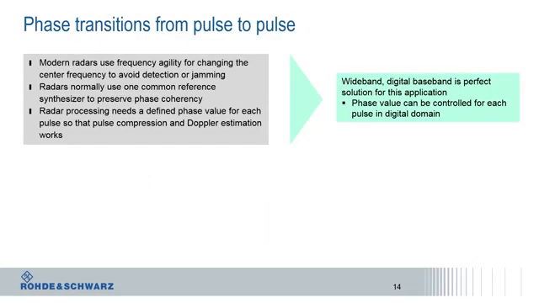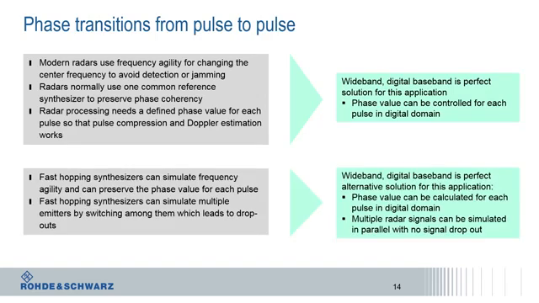Why is this needed? First of all, modern radars use frequency agility for changing the center frequency in order to avoid detection or jamming. Radars normally use one common reference synthesizer in order to preserve the phase. And also for radar processing, it is necessary to have a defined phase for each pulse. So therefore, in order to achieve this, the wideband baseband is perfect because you have total control of amplitude and phase for all of the signals which you are creating.